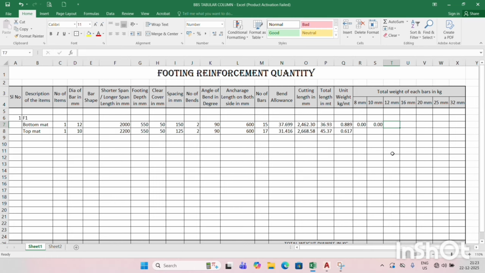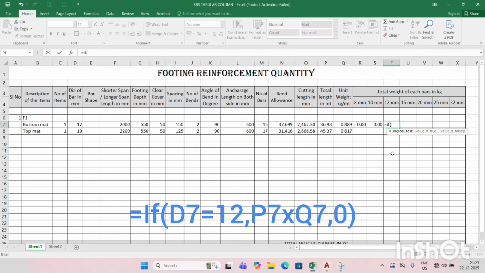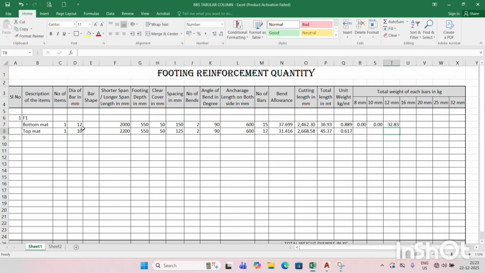And go to this cell. Same formula. Put IF open bracket. What is the condition? If this cell is equal to 12 mm. This is the 12 mm, write 12 mm in words, comma, multiplied by this total length of rod into density, or else keep it 0. You see, here the value came because here it is 12 mm. That's why the value came here.